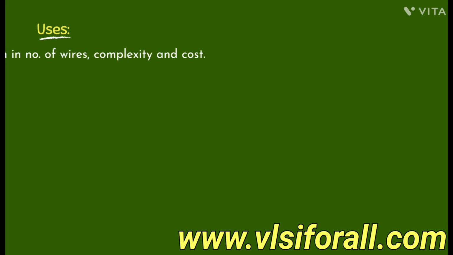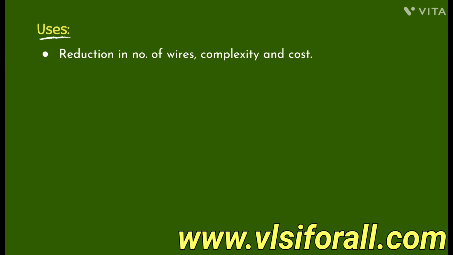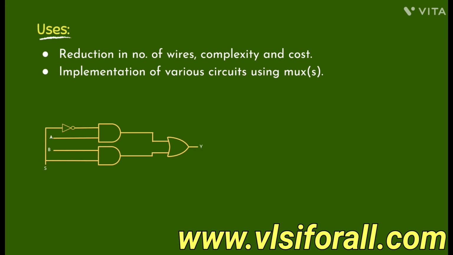So the first use of a multiplexer is that it helps in the reduction in the number of wires, its complexity and its cost. The second use is that it helps in the implementation of various circuits using MUX. As you can see in the diagram, if you look back at the Boolean expression that I just taught you, you can very well see that this circuit is a replication of that MUX, right? Obviously without the enable. But this circuit also represents what was there in the black box, right?